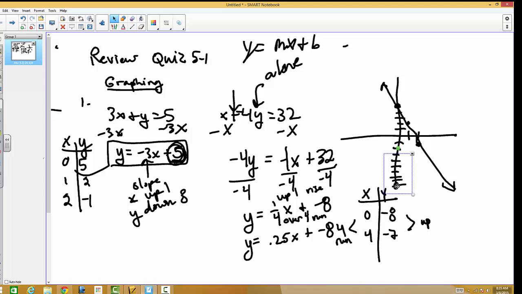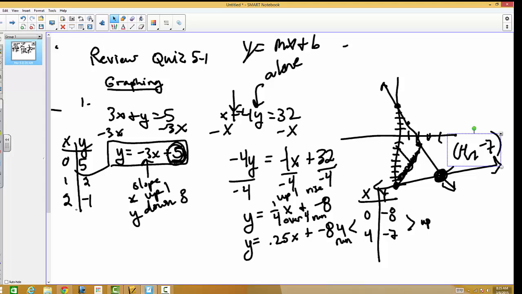Zero gives negative 8. And 4 gives negative 7. I don't know how that line just drew, but this is what your line should look like. I'll try to erase that thing, but it's not going to erase. Okay, so this line should not be here. So this right here is your solution. It appears that it is 4, negative 7.